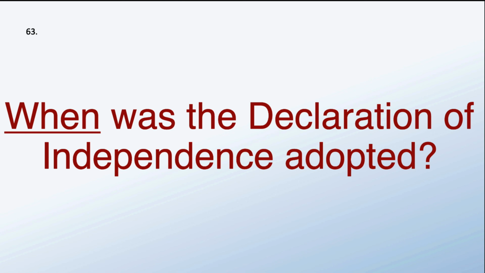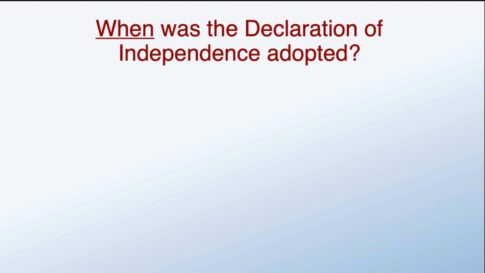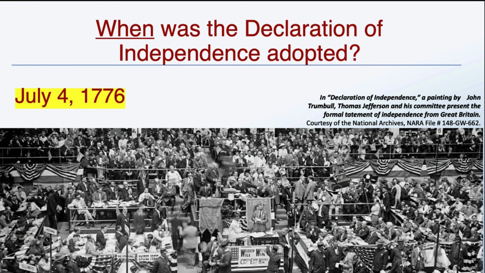When was the Declaration of Independence adopted? That was July 4th, 1776. The Declaration of Independence was adopted on July 4th, 1776.